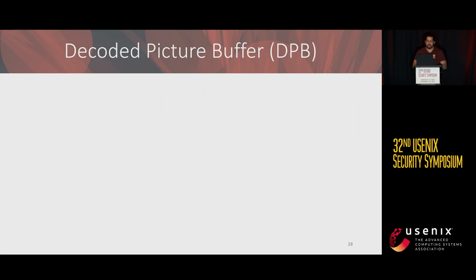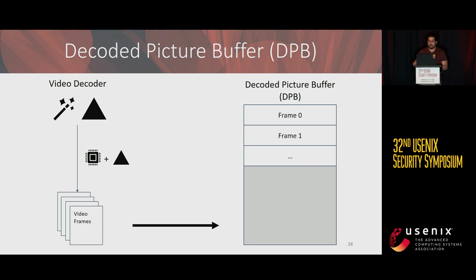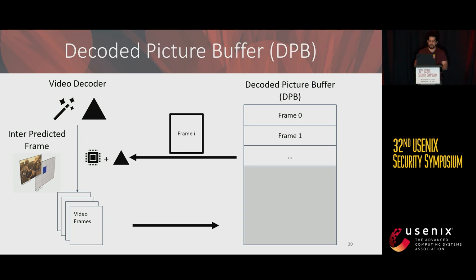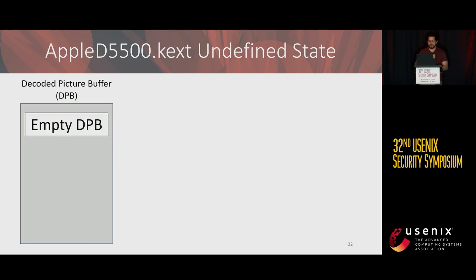So the decoded picture buffer, or DPB. Recall that a decoder goes from prediction instructions to recovered video frames. These video frames are stored in what is called the decoded picture buffer, or DPB. When decoding an inter-predicted frame, we need a reference picture to produce the final frame. So the decoder gets the reference picture from its DPB. So an issue that may come up is, what if the DPB is empty? Most decoders would just return an error. We found that this is an undefined state in the Apple D5500. After decoding the frame, the Apple D5500 tries to run some operation on its entire DPB. And so now I'll be showing you some reverse engineered lines of code that lead to a denial of service.